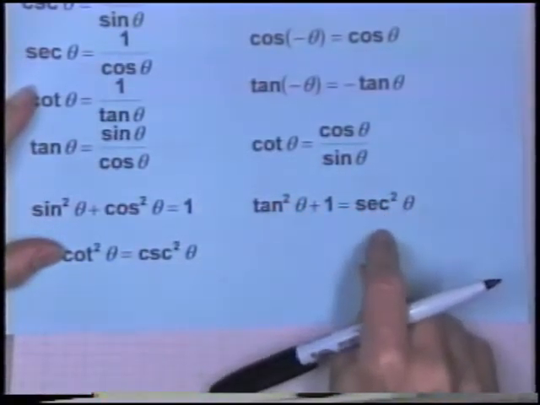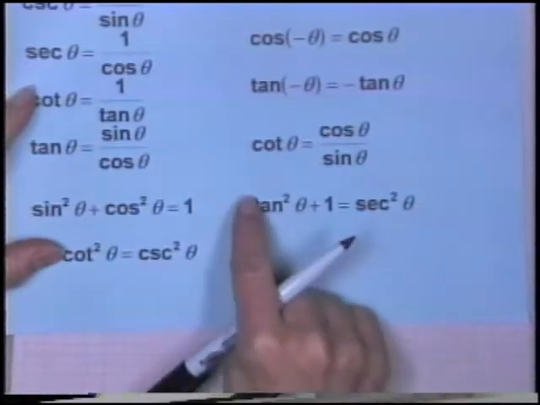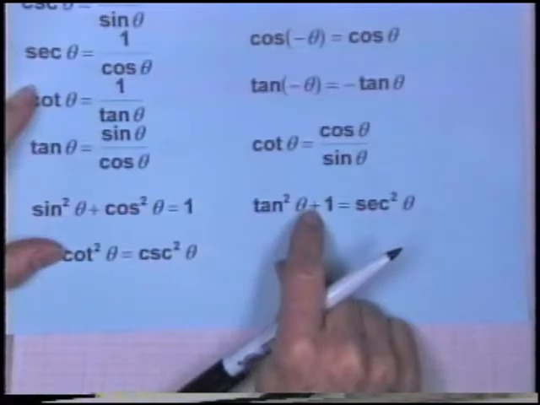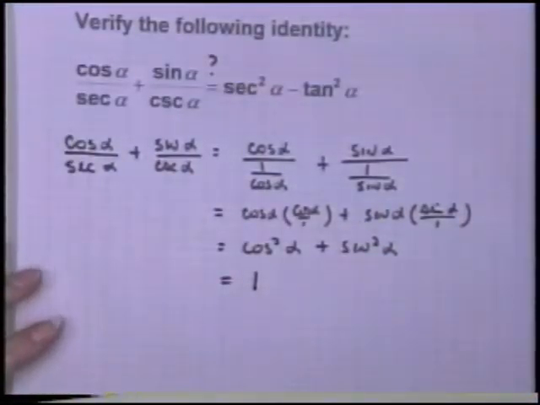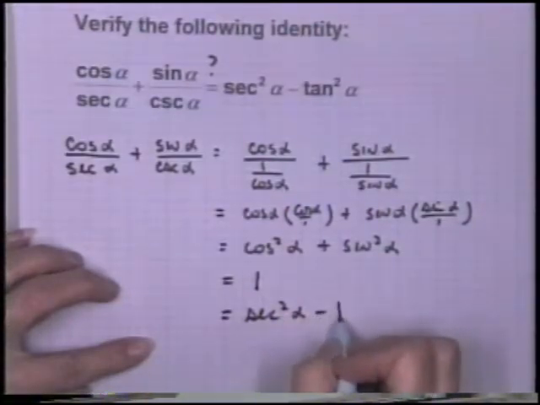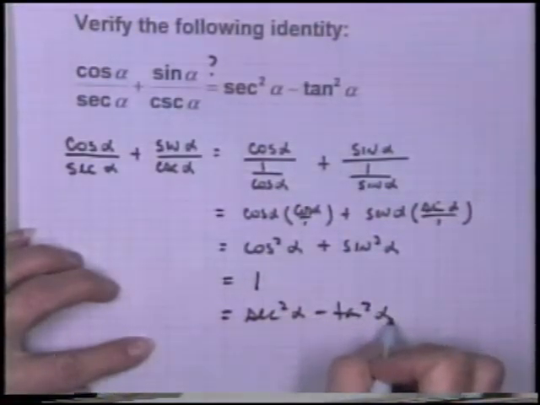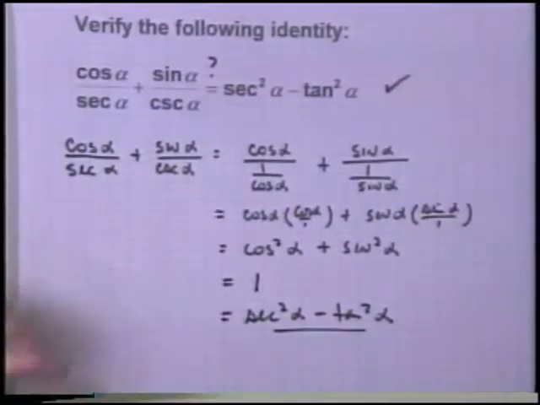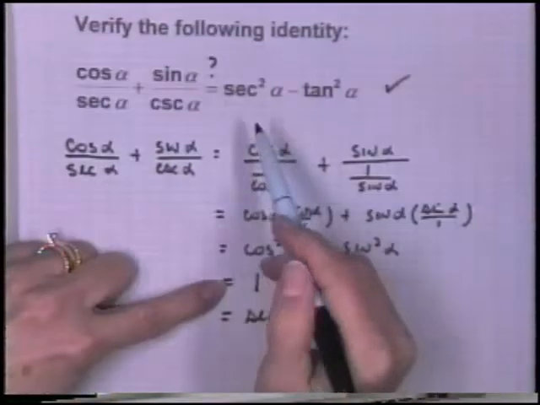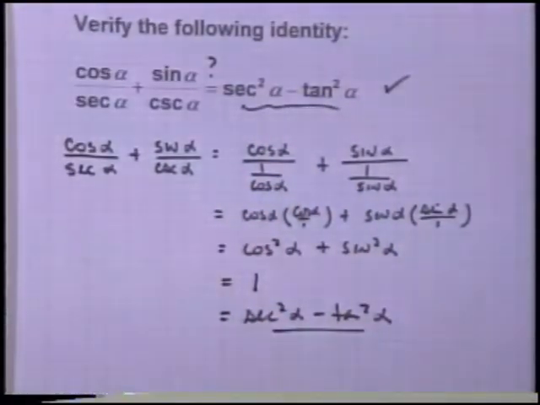Look at this thing right here. Tangent squared alpha plus 1 equals secant squared alpha. Don't forget this identity. If I subtract tangent squared, secant squared minus tangent squared gives me 1, doesn't it? So 1 can be replaced with secant squared alpha minus tangent squared alpha. I can get that side right away. Now, it didn't seem really logical right at first, but if you recognize that's an alternate form of that Pythagorean identity, then you can just get right straight to it, can't you?